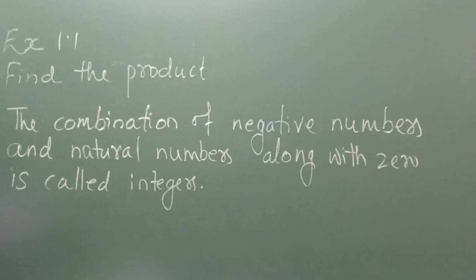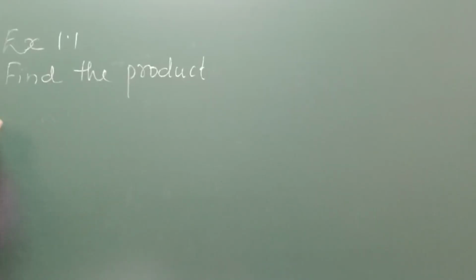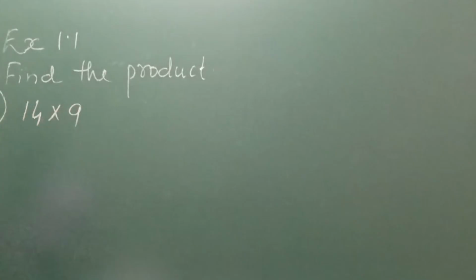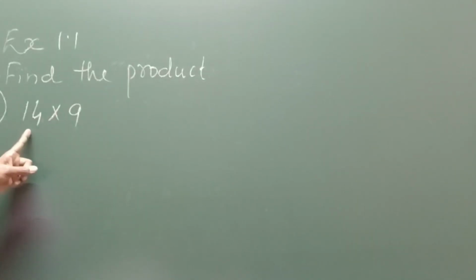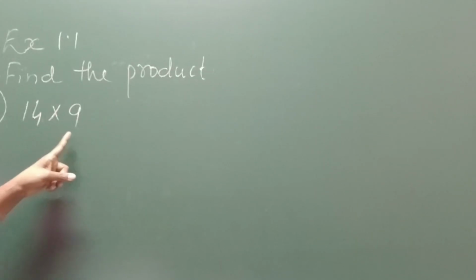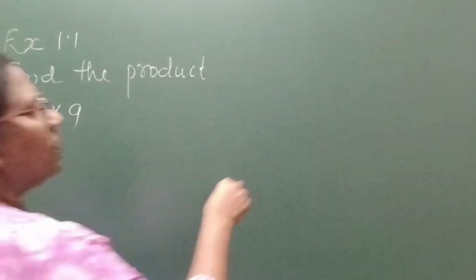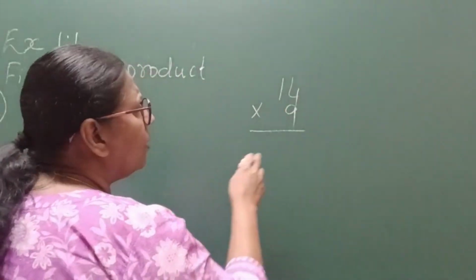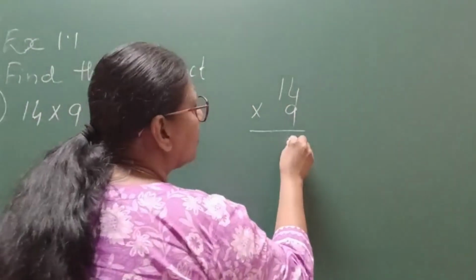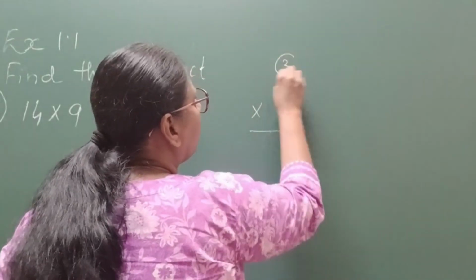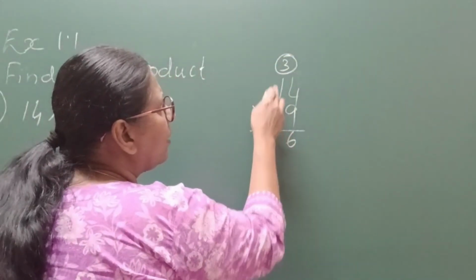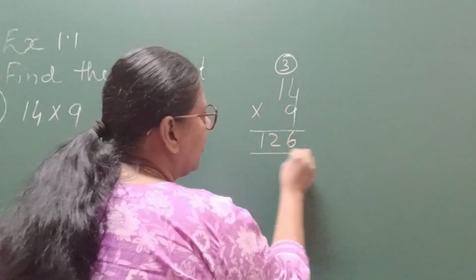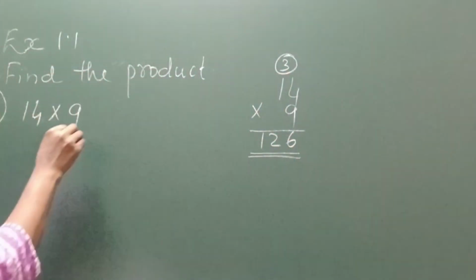First question, find the product. Sub-question number 1 is 14 into 9. We have to find the product of 14 and 9. Let's write down 14 into 9. 9 fours are 36, 1 balance. 9 ones are 9 plus 3, 12. The answer is 126.